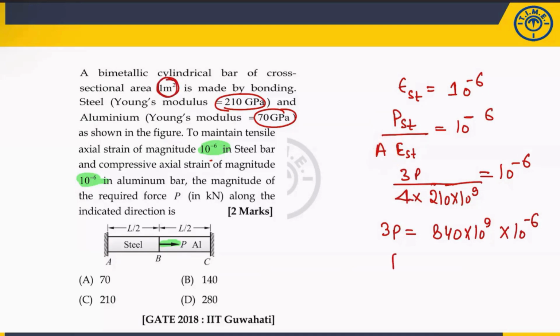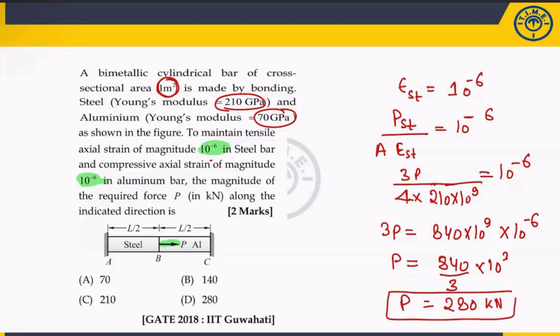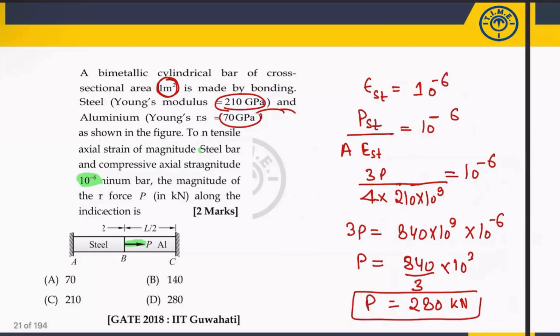So from here, you can easily calculate the P value, which is nothing but 840 by 3, which will become 280 kilonewton. 280 kilonewton.